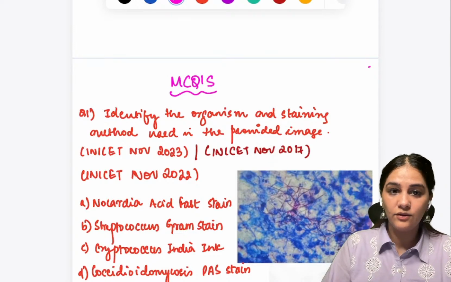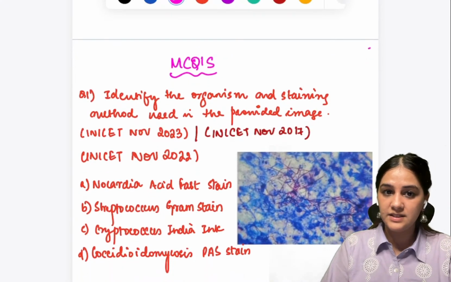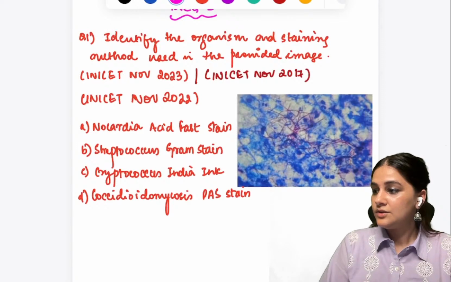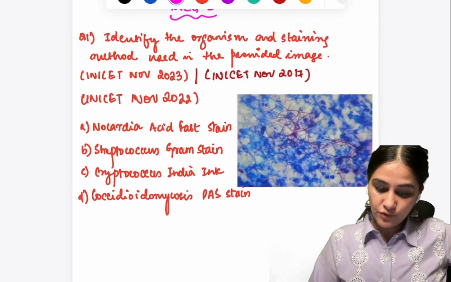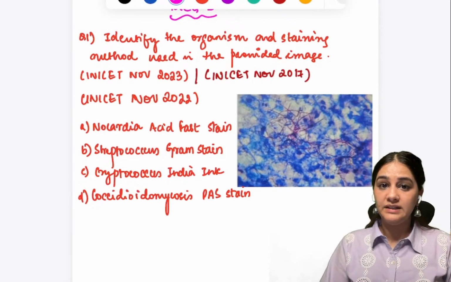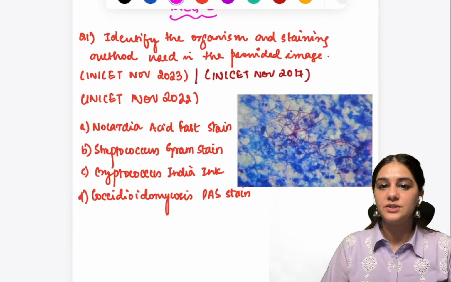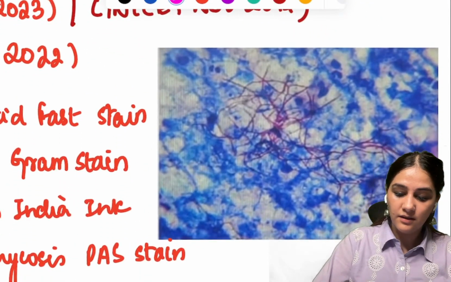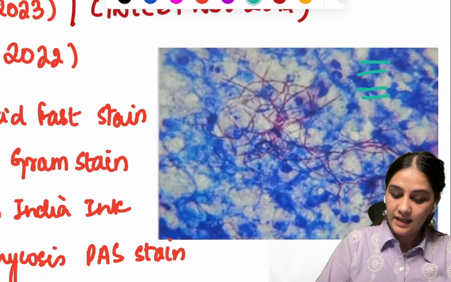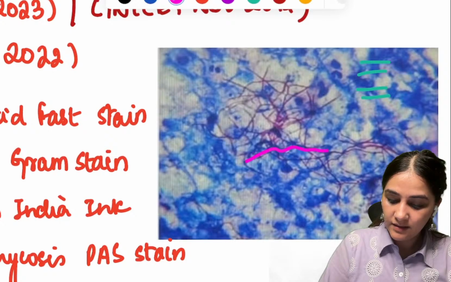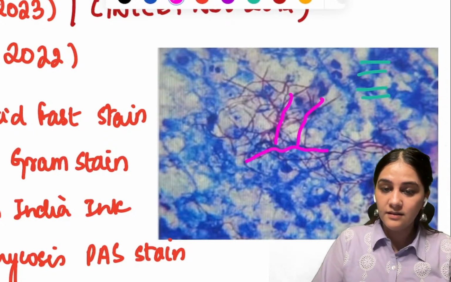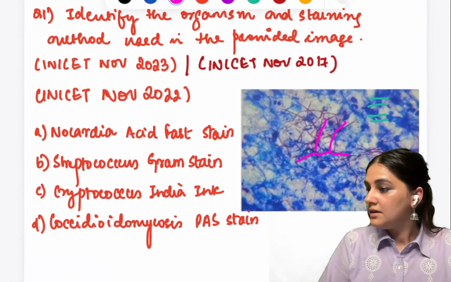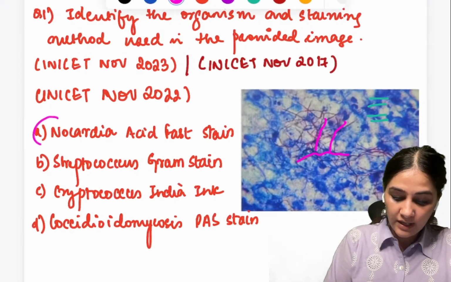They have given 4 options: Nocardia acid fast staining, Streptococcus gram staining, Cryptococcus India ink, and Coccidioidomycosis PAS staining. So can you give me the answer? This actually came in INICET in November 2023, and in 2017 and also in 2022. The same particular question has come. So what are we seeing here? This is an organism on a blue background, and these are long, slender, pink colored organisms. And which one is it going to be? Yes, very nice. It's going to be Nocardia acid fast staining.